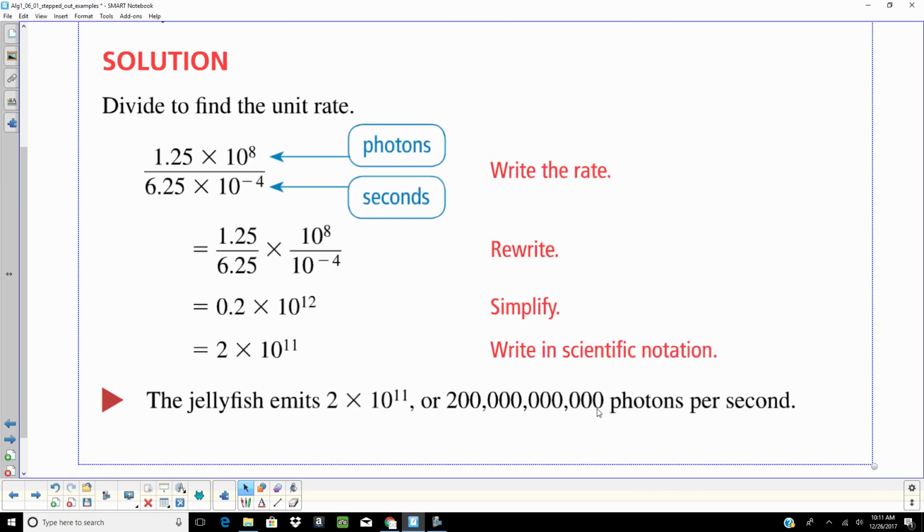That means that there are going to be 11 zeros, which when you see it that way, that's a lot of light, a lot of photons per second.